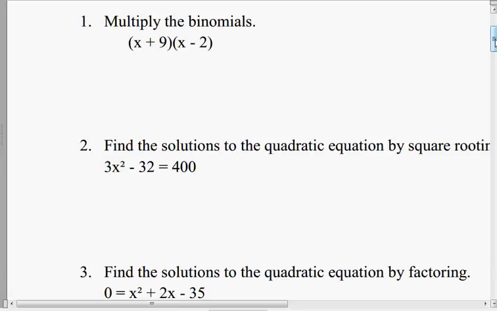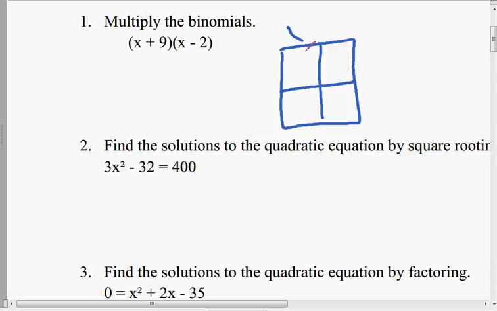Okay, now that you've restarted the video, having worked this problem, let me quickly show you the solution. I like to use the area model. It helps me think through the problem rather than just remembering the steps. So I say x minus 2 is one side, x plus 9 is the other side, and I calculate the area of each individual square, each individual rectangle.